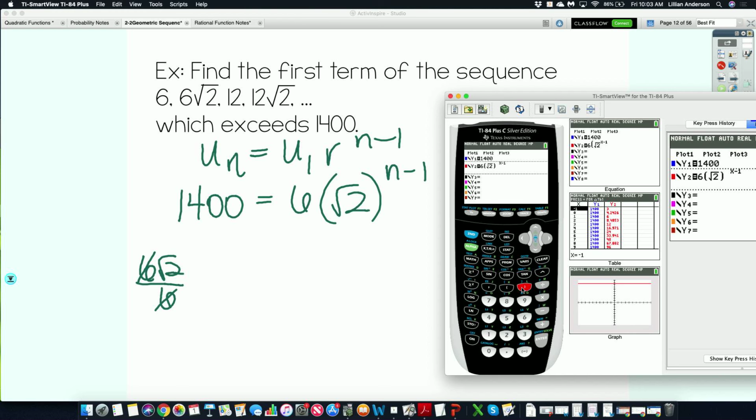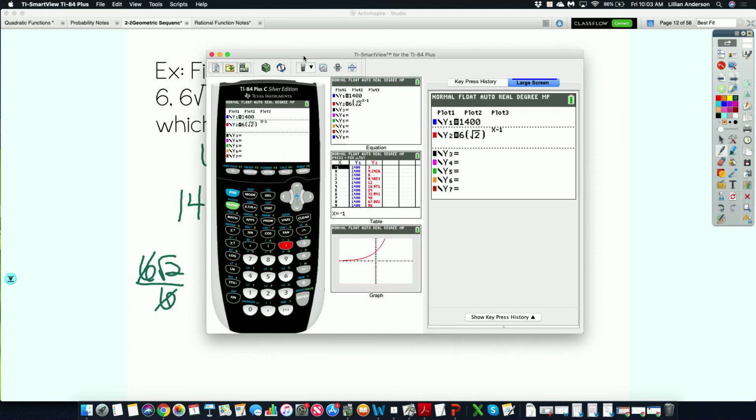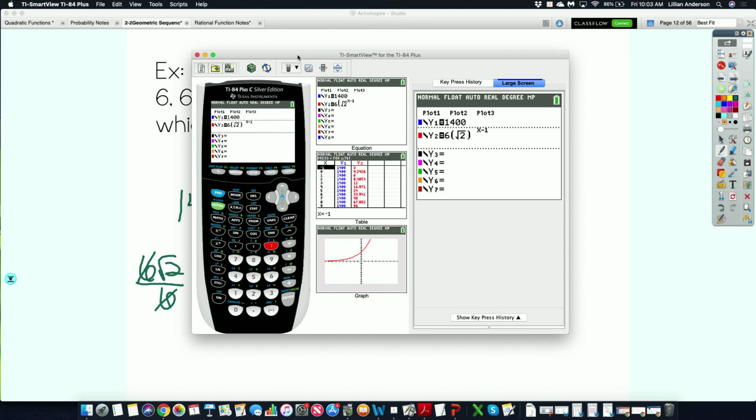Now I adjusted it back to a standard window earlier, but I'm not going to be able to see my graph. And why is that? Because of what? U1 is 1,400. Because it's 1,400, I want to adjust my window so that I can see y equals 1,400.